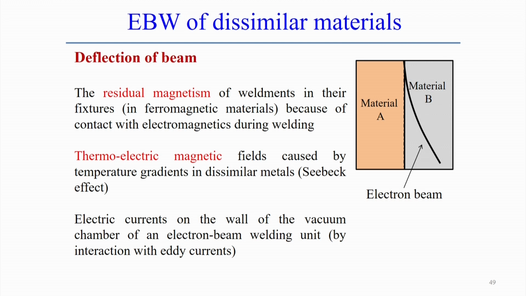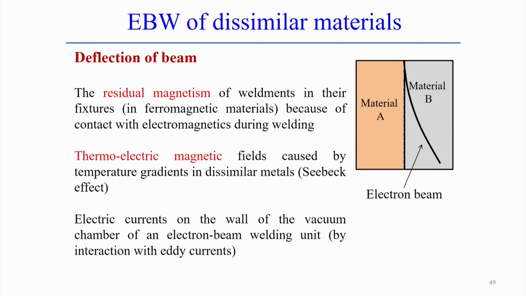But what is the physical reason for this kind of deflection? This is one of the typical problems of electron beam welding of dissimilar materials. The beam gets deflected, but it is not always necessary that a high amount of deflection will happen; for some combinations of materials the deflection can also be very small. But anyway, since the material properties are different, we will definitely get at least some amount of deflection of the electron beam.